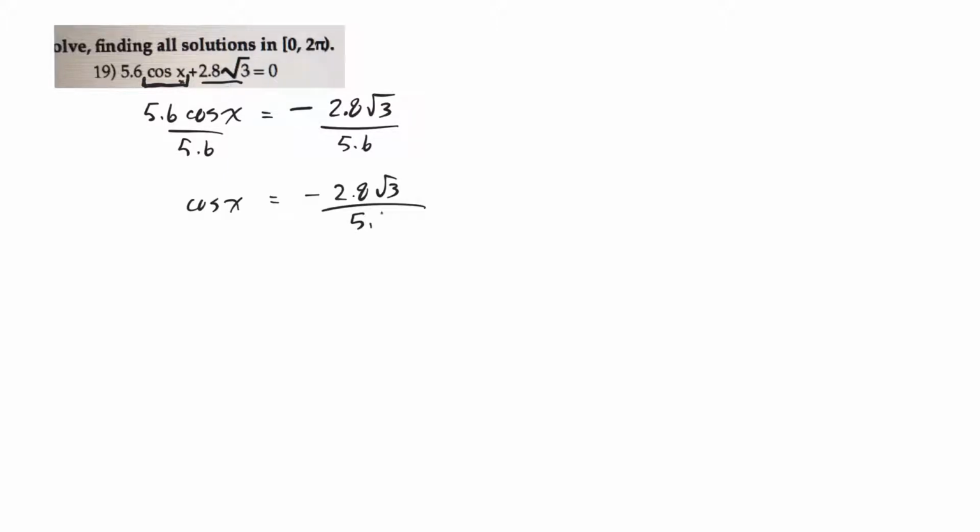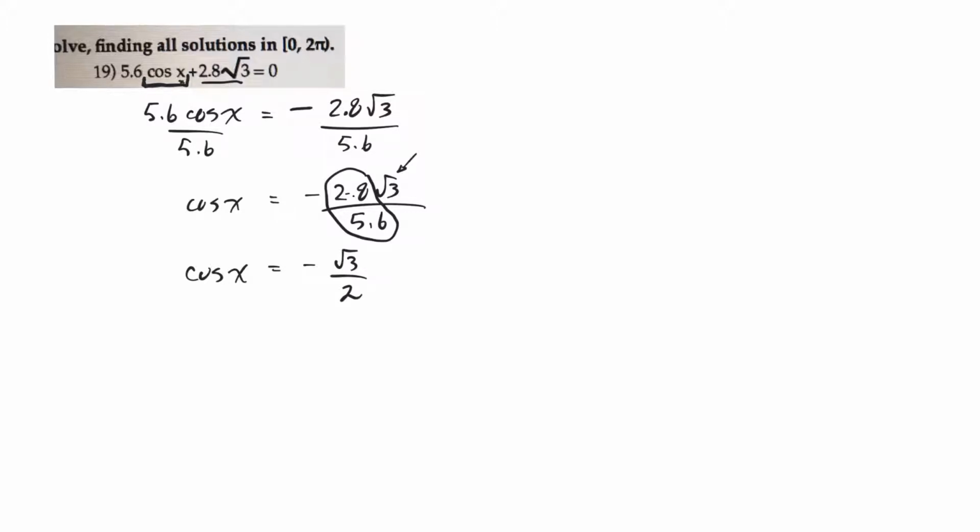So it'll be 5.6 cos x is equal to a negative 2.8 root 3. And then I'll divide both sides by 5.6. And so I'll get cos x is equal to negative 2.8 root 3 over 5.6. Now because this root 3 is there, I looked at this other part and thought, maybe that's a half. And sure enough, if you divide 2.8 into 5.6, it gives you 2. So really I can simplify this to negative root 3 over 2.